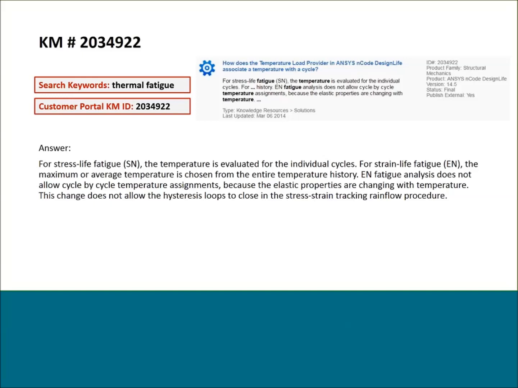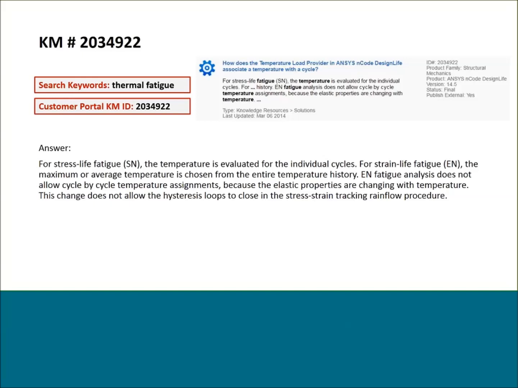Basically, how does the temperature load provider in ENCO Design Life associate temperature with the cycle? What I didn't explain here is how you handle temperature-dependent fatigue inside Design Life: you use what we call a hybrid load provider. One load provider for temperature, one load provider for stress. The temperature load provider maps temperature over time and associates that temperature with whatever stress you're using in your stress combination, so you know what temperature goes with what stress.